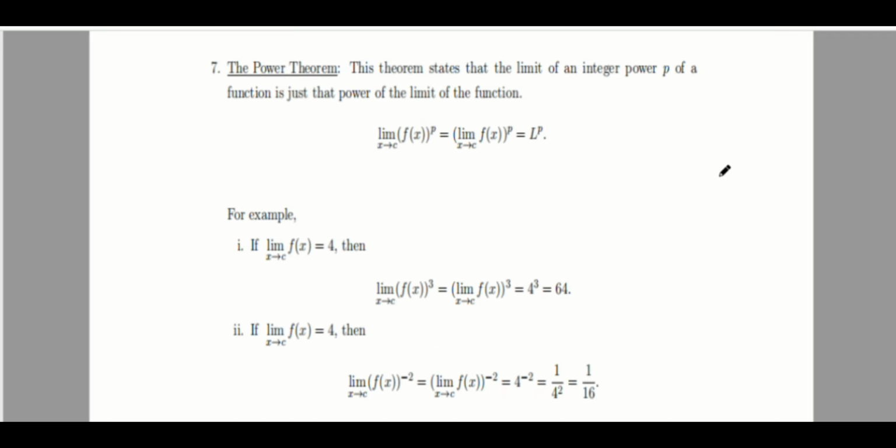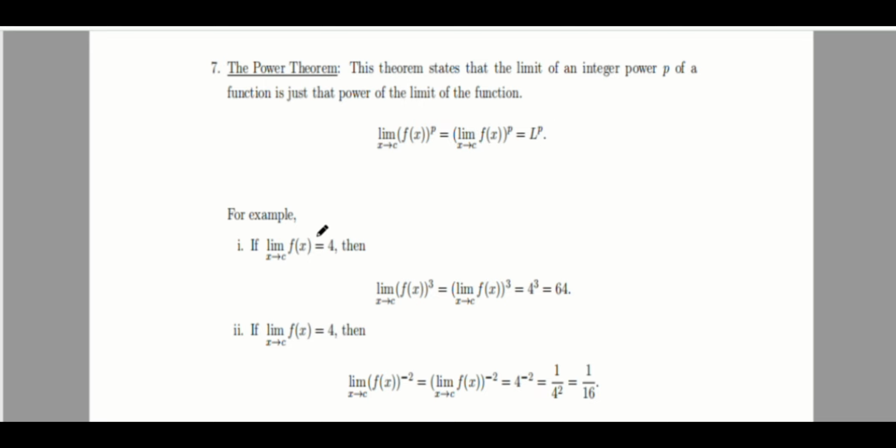Okay, second to the last theorem, the power theorem, meaning the exponent. So this theorem states that the limit of an integer power of a function is just the power of the limit of the function. So the limit of the exponential function is equal to the exponential form of the limit. So the limit of an integer power p of a function is just the power of the limit of the function. So this is L, so L raised to p.